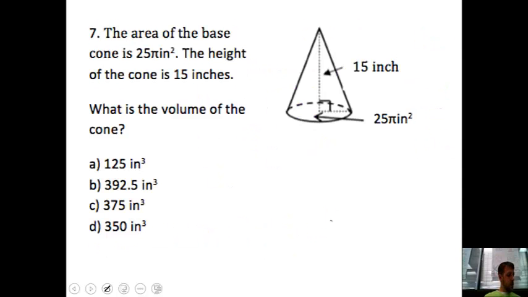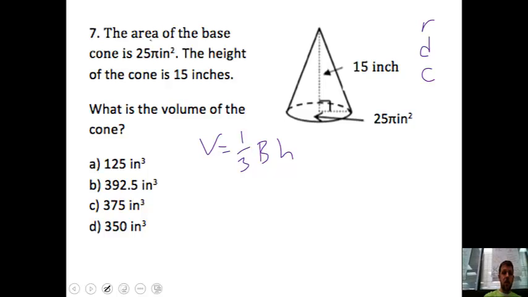Alright, number 7. The area of the base of a cone is 25 pi inches squared. The height of the cone is 15 inches. What is the volume of the cone? So V is equal to 1/3 base times height. Do I have to unpack the base? I only unpack the base when I see RDC. Do I see RDC? Nope, I don't see radius, I don't see diameter, and I don't see circumference, so I don't have to unpack it.